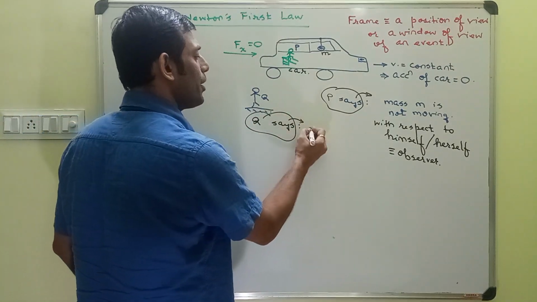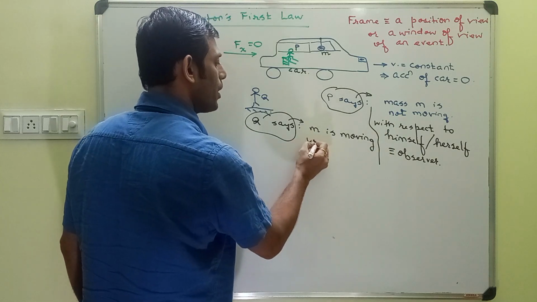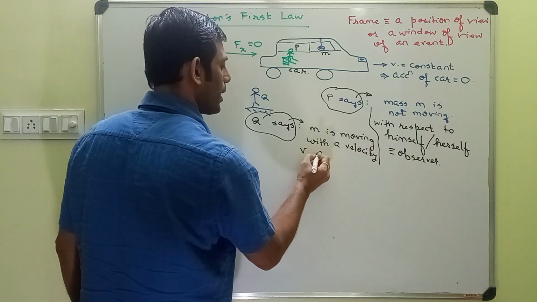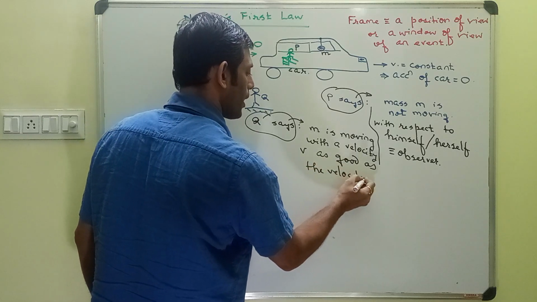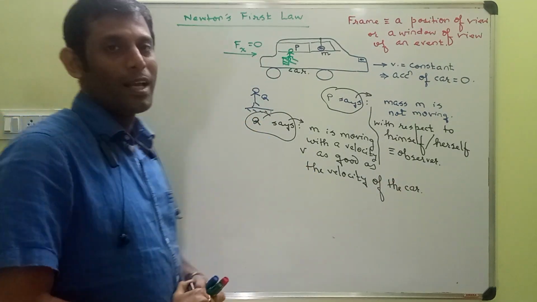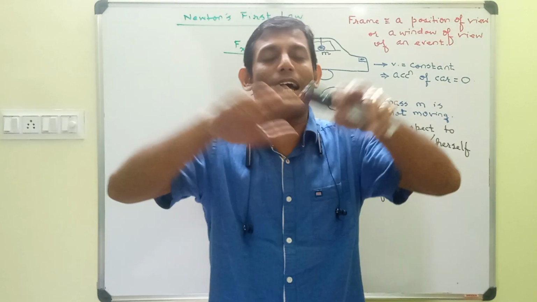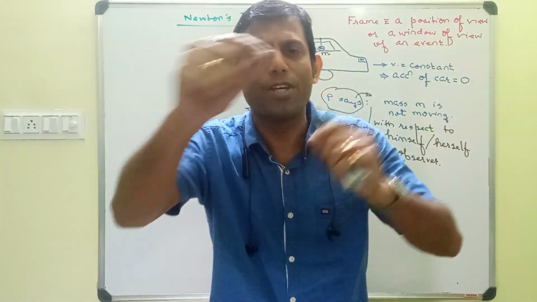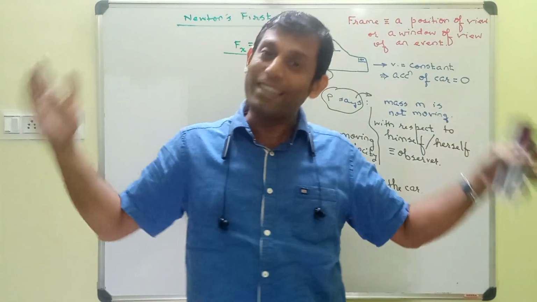Q says that M is moving. Now see the difference. M is moving with a velocity V as good as the velocity of the car. And that means M is moving along with the car. Now consider an example. A mosquito, let's say, got trapped inside the cabin of the car while you are seated. Though the mosquito may drone from this place to this place and move around your ears, your head, it would keep moving within the cabin of your car.